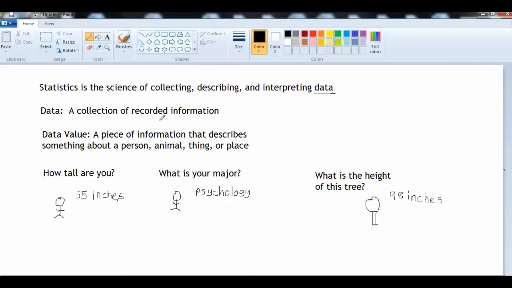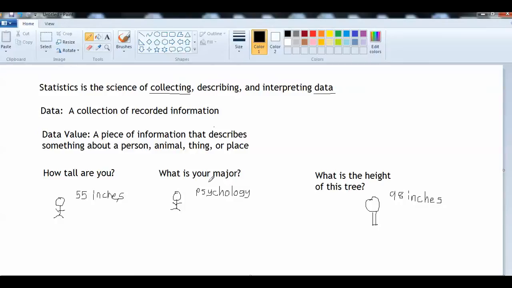Now that we know what data means, it's just a collection of data values, we can talk about what it means to collect, describe, and interpret data. Collecting data just means to seek out and record data. And the way you do that depends on the situation. If I want to know how tall a person is, I could ask the person, I could have the person fill out a survey, or I could just measure the person with a ruler.